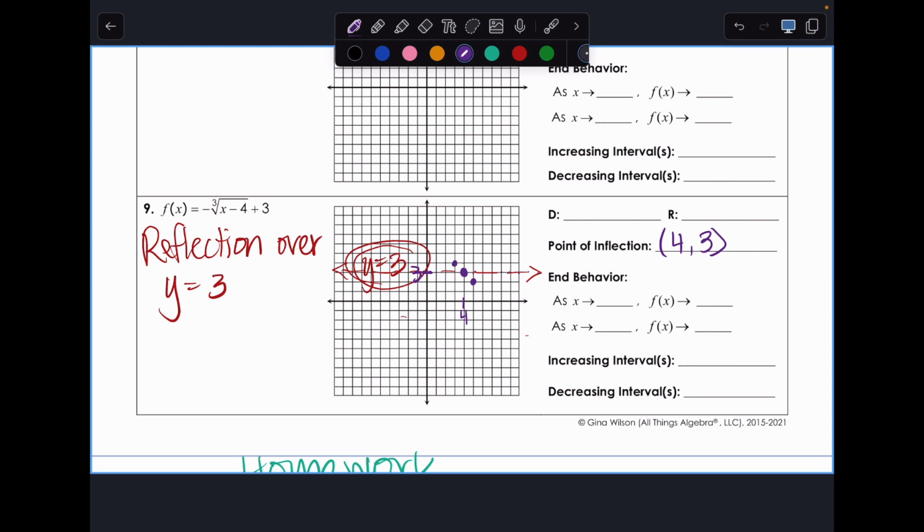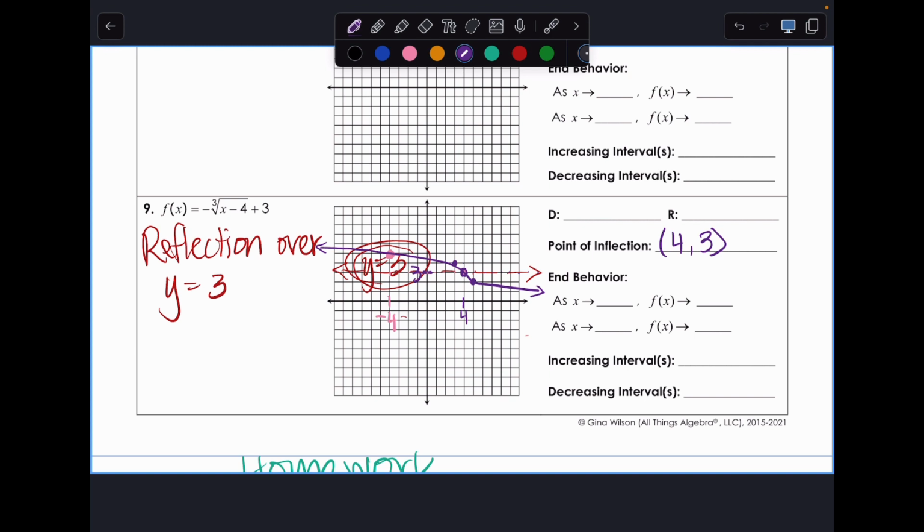So I'm going to go from the point of inflection. I'm going to go 1, 2, 3, 4, 5, 6, 7, 8, which is -4, and go up 2 to plot my next point there. Okay? Because cube root of 8 is 2. That's why I go up 2.